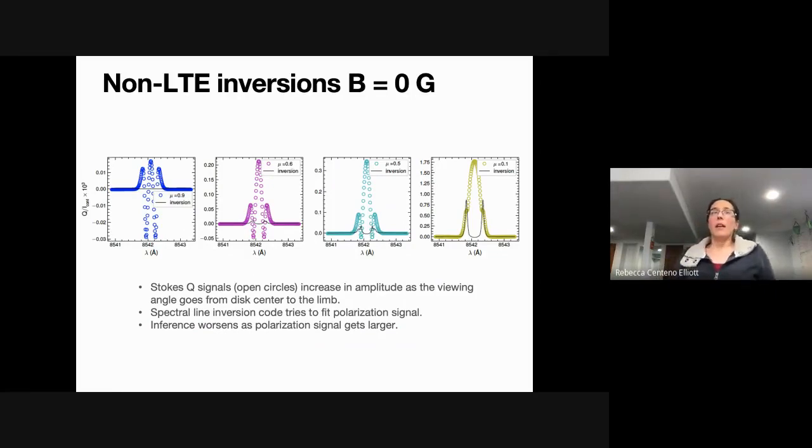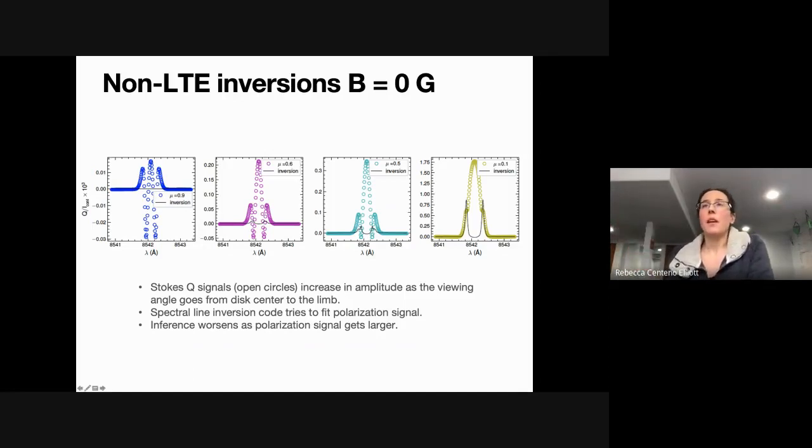These colored plots are showing the linear polarization, the Stokes-Q signals obtained from Hanle in the case of the full calculation for a magnetic field of 0 Gauss. So these are essentially scattering polarization signatures. There is no Zeeman signal in them. And you can see that as you go to viewing angles closer and closer to the limb, from left to right, the amplitude of these scattering polarization signatures becomes larger and larger, as expected.